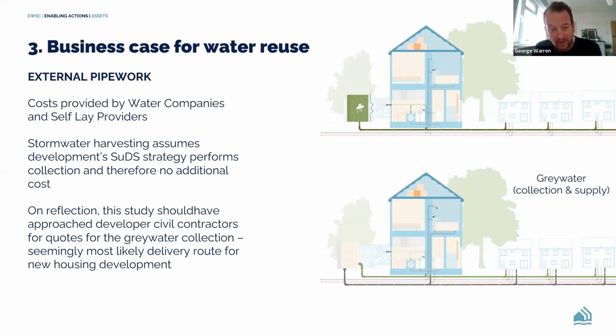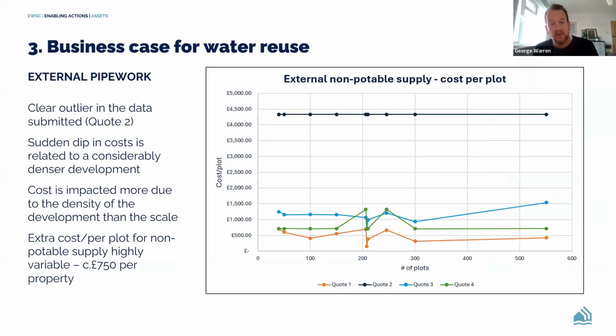I would say, when it comes to the external pipework associated with grey water collection, in hindsight, we should have approached more of the developers and civil contractors on this, noting that a lot of the water companies don't actually provide this provision, although they'll have costs built in. They very rarely will ever provide that for a developer, and self-lay providers tend to focus more on the water supply side of things. So this was an error in our approach, but I think it's something we can work on. What it does give us, though, is an indication of scale. So let's go into that a bit more.